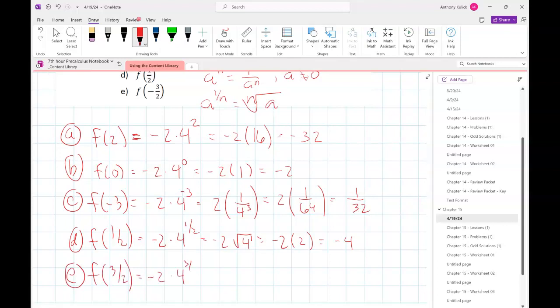So what if I do f of 3 over 2? How do I do 4 to the 3 over 2? Well, let me give you a hint. I'm going to be using that property, the exponent of an exponent property, because 3 over 2 is really the same thing as 3 times 1/2. Everybody agree? 3 over 2 is the same as 3 times 1/2. So I'm going to use it to go that way.